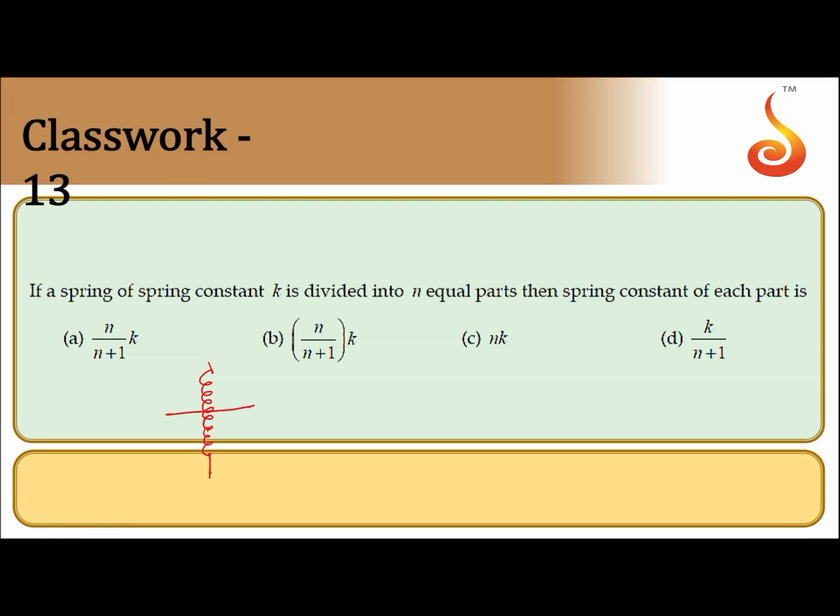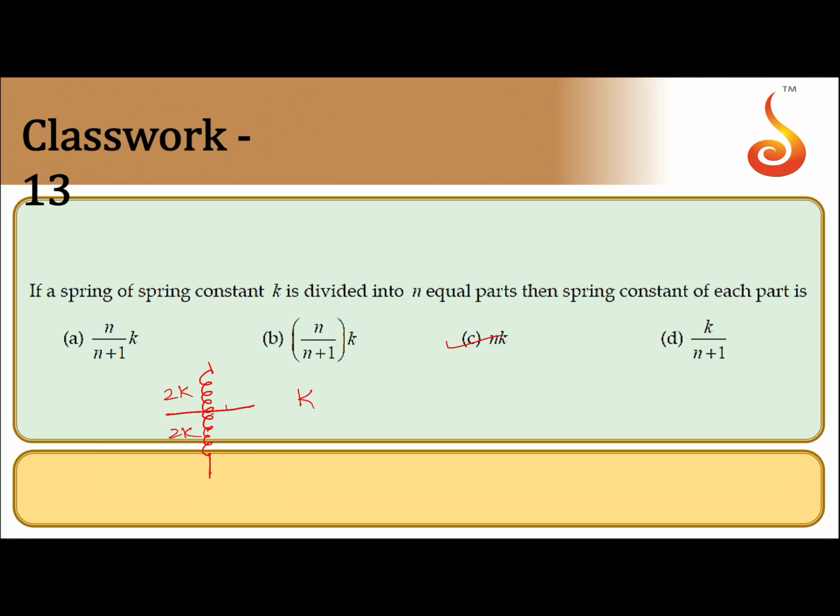If I divide it, it will become harder to stretch, so its spring constant increases. If you make it 2 parts, each part will have double the spring constant. This is 2k, this is 2k. Now if you make it n parts, it will become nk. See how to remember this. Suppose I connect them back after cutting, I should get the original spring constant k.